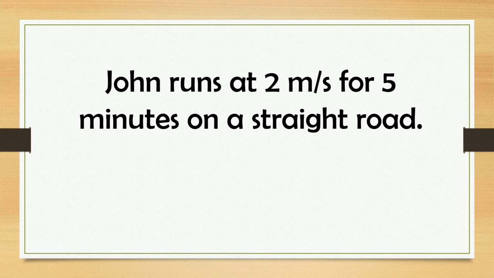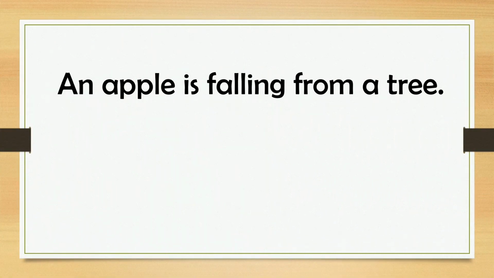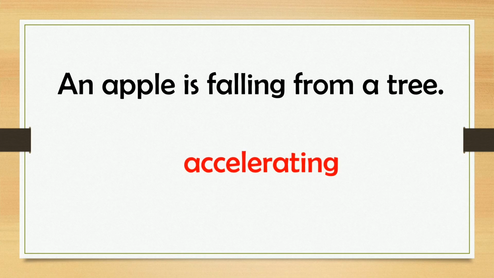Number 2, John runs at 2 meters per second for 5 minutes on a straight road. John is not accelerating because he is moving with constant velocity. Both his speed and direction are not changing. Number 3, an apple is falling from a tree. The apple is, yes, accelerating because its speed changes. As the apple falls, its speed increases.